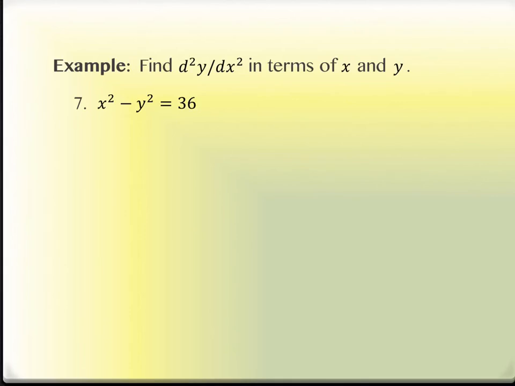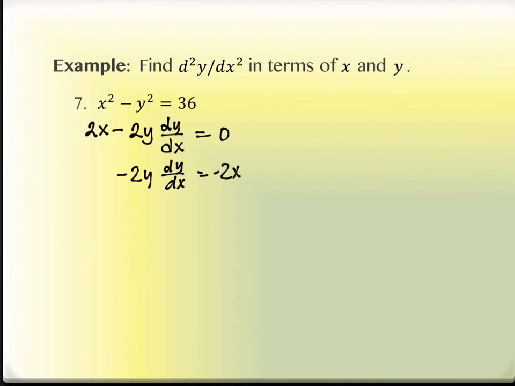This is another hyperbola. So if I take this derivative, I have 2x minus 2y dy dx, and then it equals 0, right? We've seen this kind of equation play out more than once. We've solved it as well, where we shifted everything to the other side. So my negative 2y dy dx will equal negative 2x, and then my dy dx will equal negative 2x over negative 2y, which is just x over y.